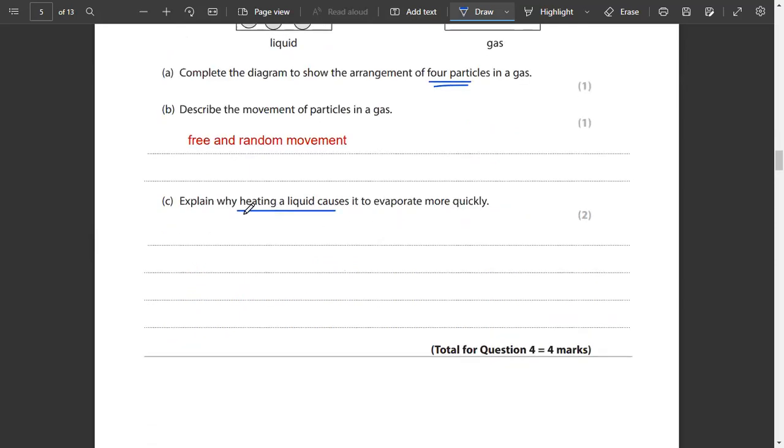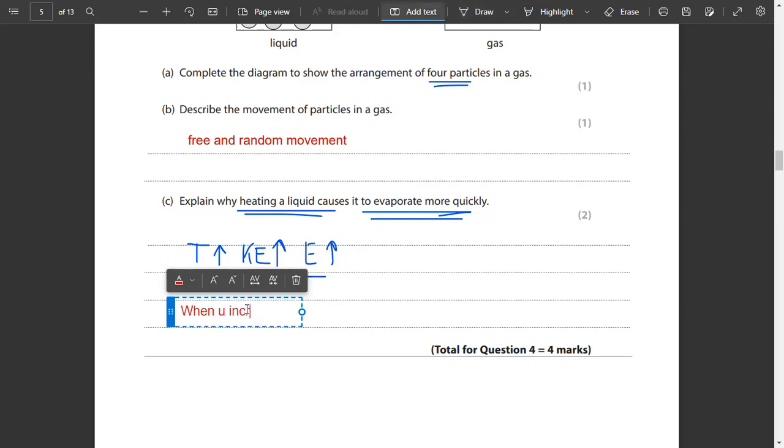Explain why heating a liquid causes it to evaporate more quickly. अगर हम एक liquid को heat करें तो क्या होगा? Remember, whenever you increase the temperature, you increase the kinetic energy. When you increase the kinetic energy, उनकी overall energy भी increase हो जाती है. And then क्या होता है? मैं यहाँ पे लिखता हूँ.